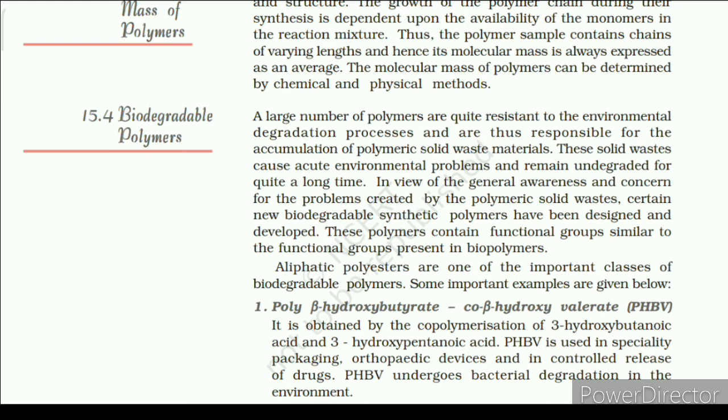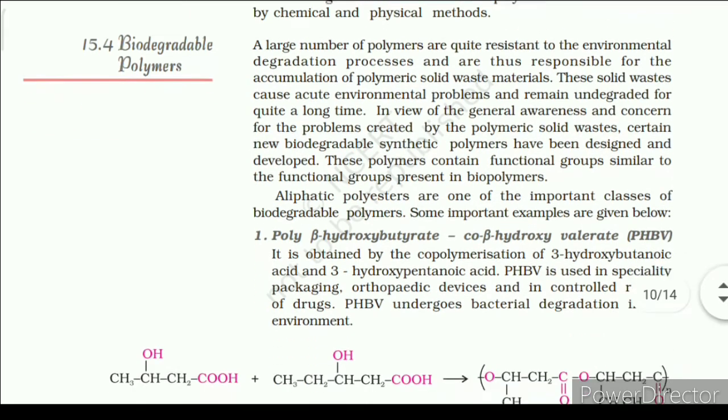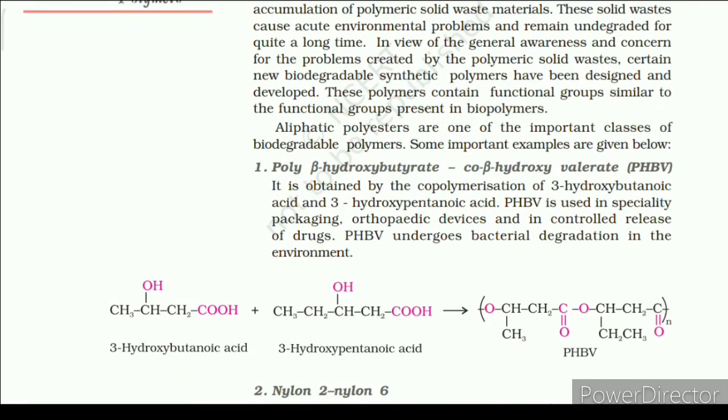These polymers contain functional groups similar to the functional groups present in biopolymers. Aliphatic polyesters are one important class of biodegradable polymers. Some important examples are given below. Number 1. Poly-beta-hydroxybutyrate-co-beta-hydroxyvalerate or PHBV. It is obtained by copolymerization of 3-hydroxybutanoic acid and 3-hydroxypentanoic acid. PHBV is used for specialty packaging, orthopedic devices and in controlled release of drugs. PHBV undergoes bacterial degradation in the environment.